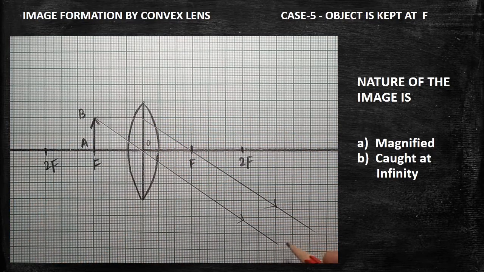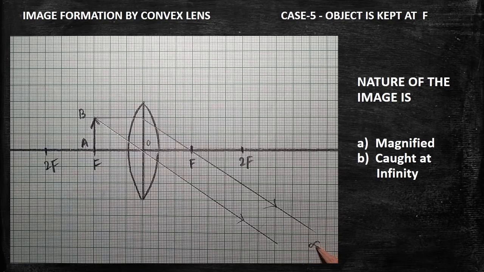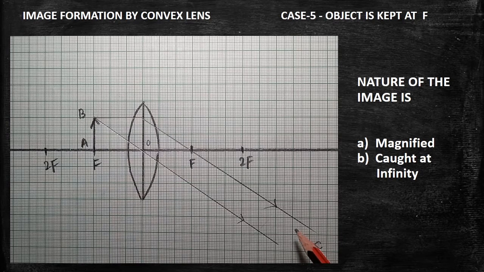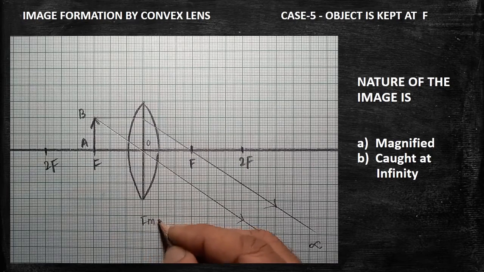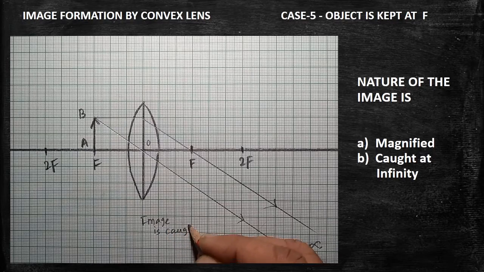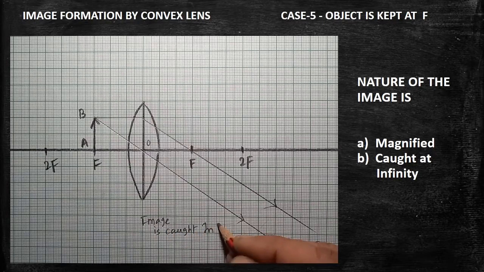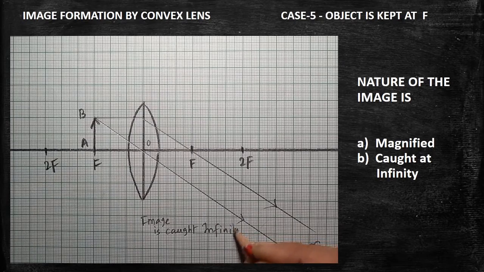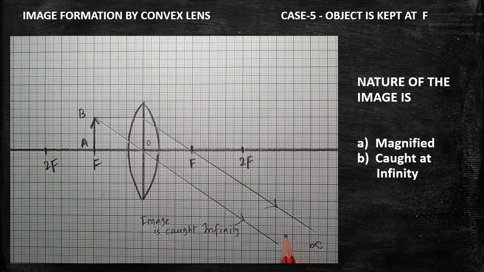Look at both the two rays. They will be intersecting somewhere else. At infinity alone, both of them may be intersecting. So you are not able to catch the image very close to the lens. So the image is caught at infinity. Very, very important. Image is caught at infinite distance. That's why we call it infinity. And we are not able to describe how the image will be. Most probably the size of the image will be larger than the object.